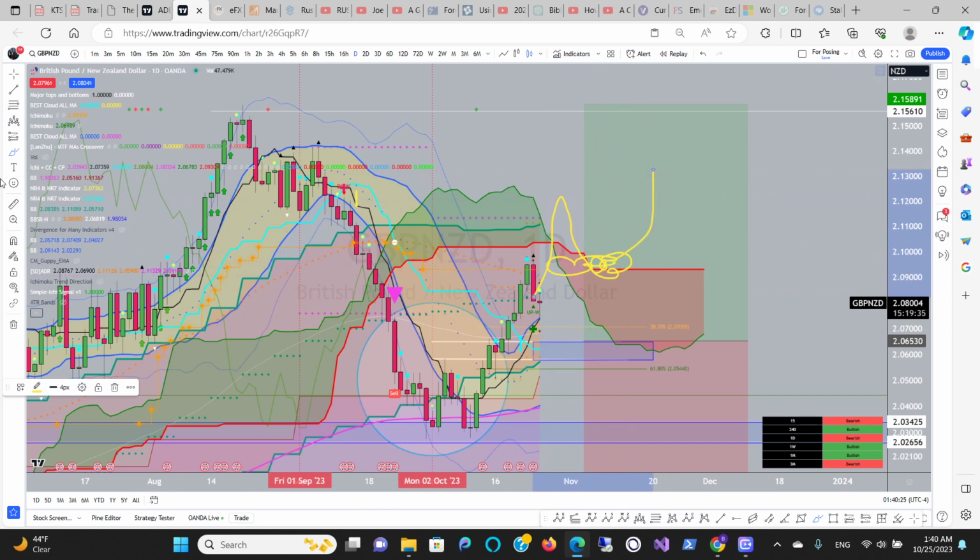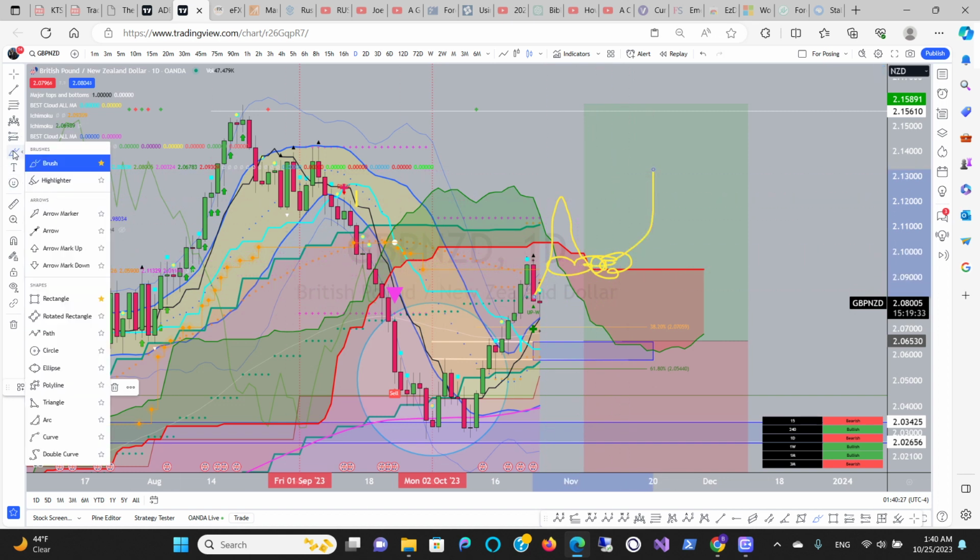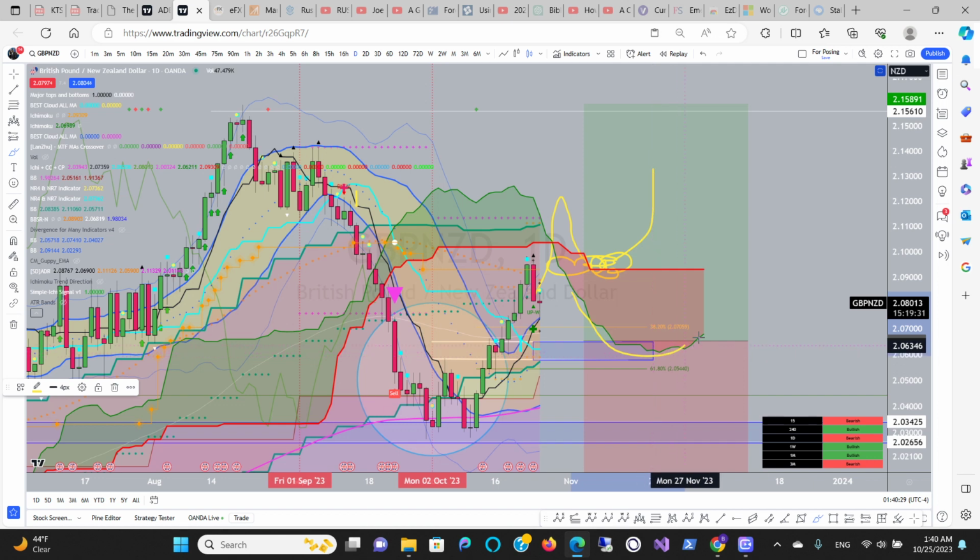We have a cloud support here, and we have a big cloud support here. So we don't need to put it way under here. Right? We have cloud support, we have fib supports, we have plenty of support going forward.